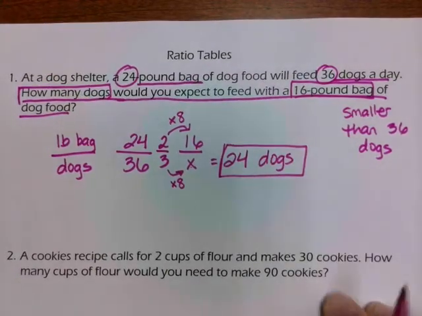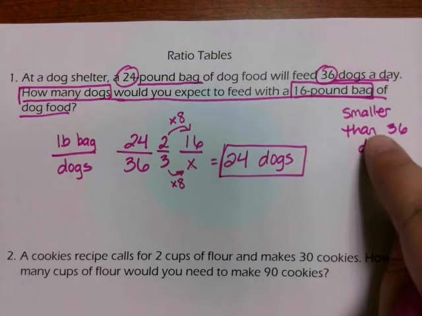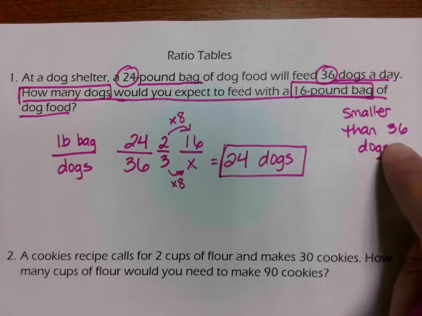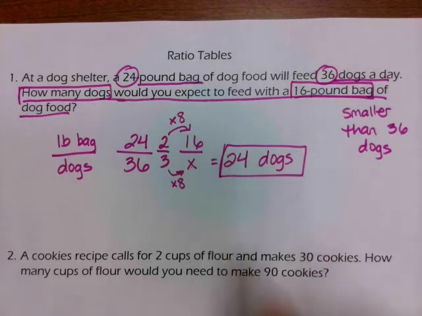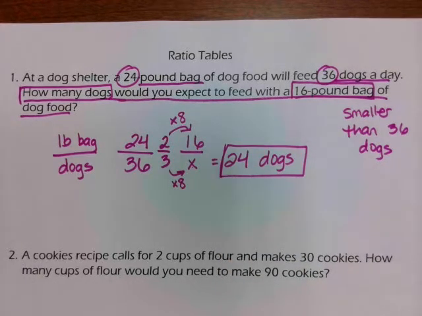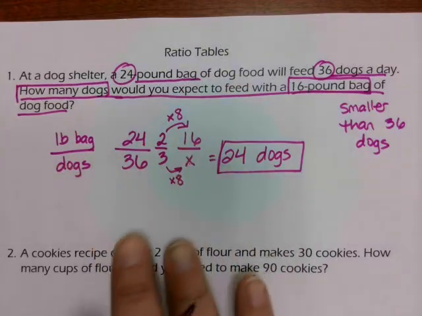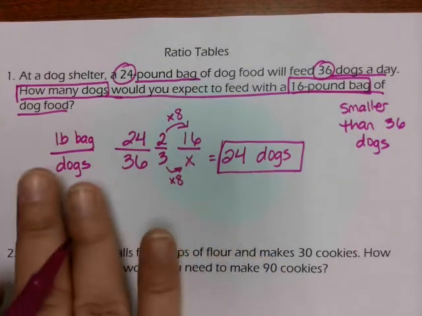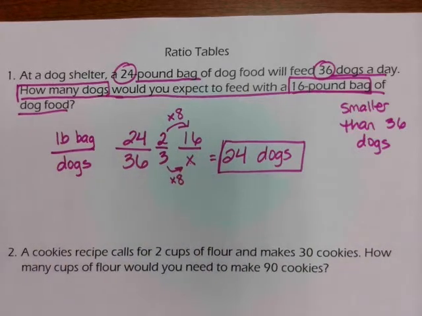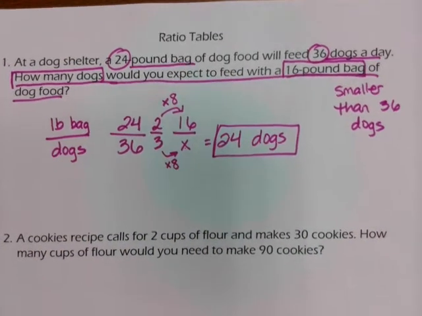So that does go with what we said earlier, that we had to have less than 36 dogs because our bag was a smaller bag. So 24 dogs is what a 16-pound bag will feed. So my ratio table, as you notice, we didn't have all those extra lines and boxes. It was very simple. We just came up with a couple fractions and solved it. Don't make it harder than it needs to be.